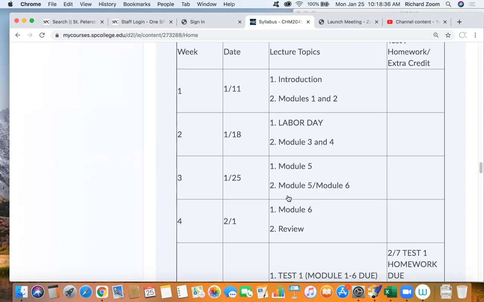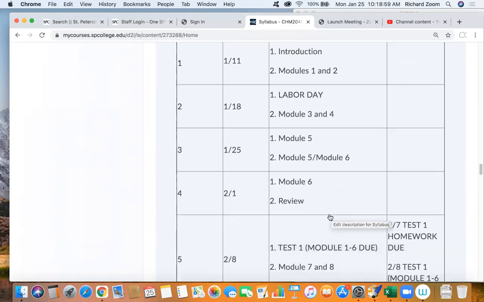So today we'll get a little bit of module 6 done. We'll do the bulk of module 6 on Wednesday, and then maybe a very small portion of module 6 will be on next Monday. Then we're scheduled to do a review, which means just going through the test.